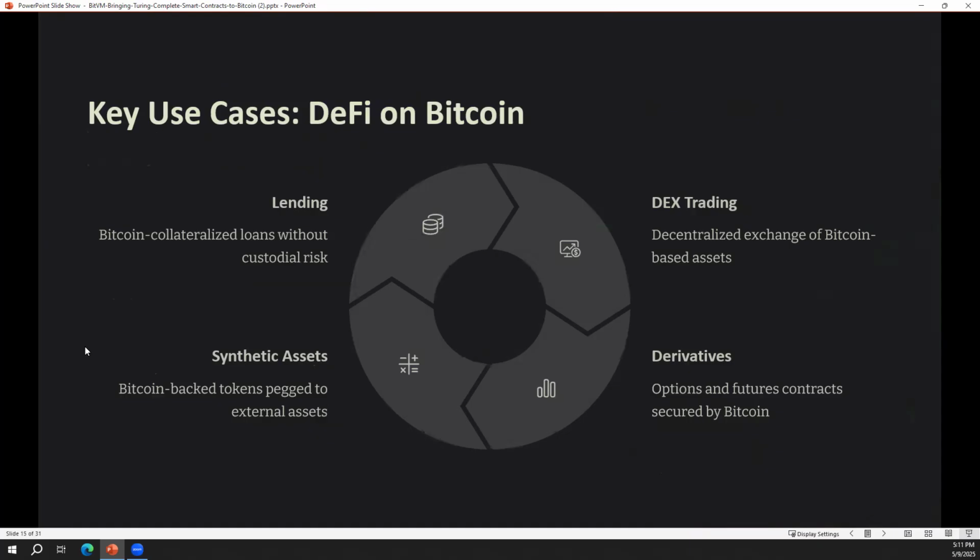So another use case is decentralized finance on Bitcoin. By enabling complex contract logic, BitVM could allow Bitcoin to host DeFi-like applications such as lending, decentralized exchange, or derivatives. Instead of moving BTC to Ethereum to participate in DeFi, users might engage in Bitcoin native contracts.